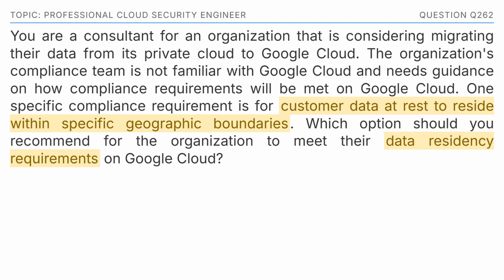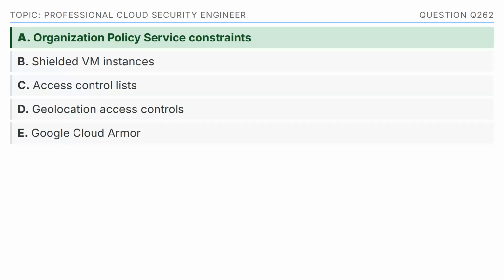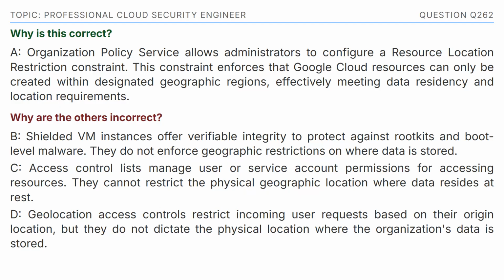To arrive at the correct answer, we focus on the keywords: customer data at rest to reside within specific geographic boundaries, data residency requirements. The correct answer is option A. Organization Policy Service Constraints. Why is this correct? A. Organization Policy Service allows administrators to configure a resource location restriction constraint. This constraint enforces that Google Cloud resources can only be created within designated geographic regions, effectively meeting data residency and location requirements.